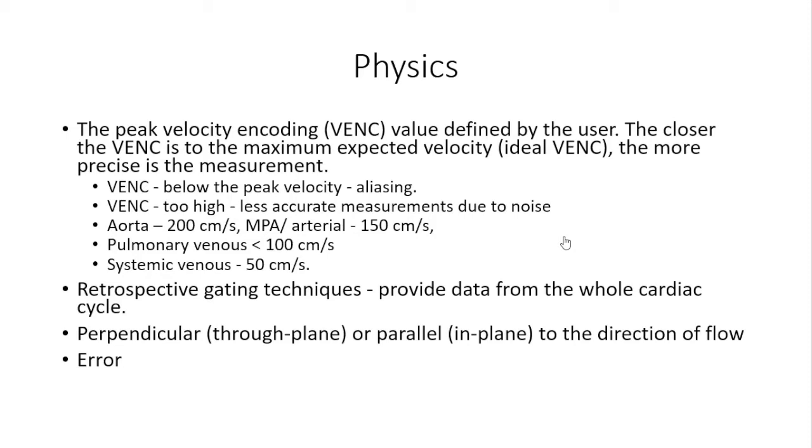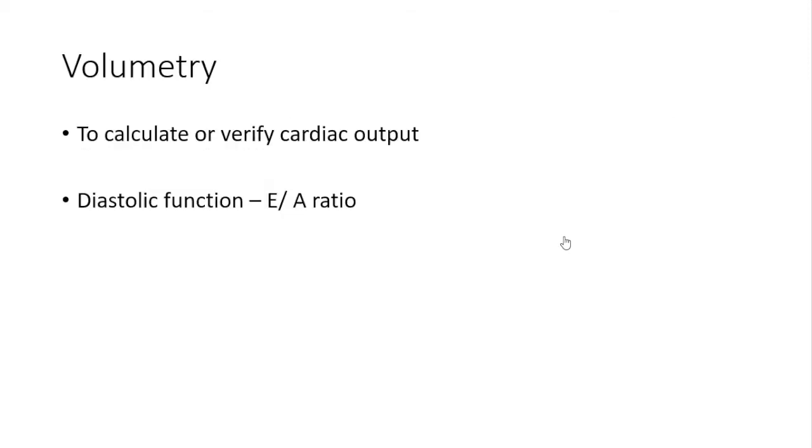While acquiring the sequence, we have to be careful that the plane is exactly perpendicular to the direction of flow so as to give us a round circumference, because any change in angle of acquisition gives rise to errors.